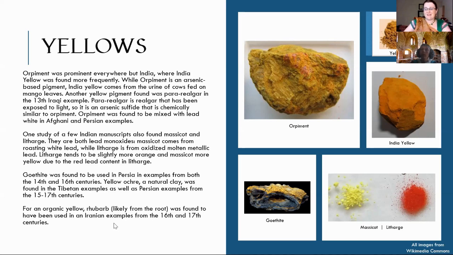One cool organic yellow that was mentioned in one study was the root of rhubarb. And it was in Iranian examples in the 16th and 17th century. Now, I did the Google searching and found that rhubarb root is a medicinal material in Eastern medicine, and it is a very distinct yellow color. So I have a feeling that that's what they were using. I haven't experimented yet because you can only get rhubarb root in ginormous quantities, but it's something that I hope to experiment with.